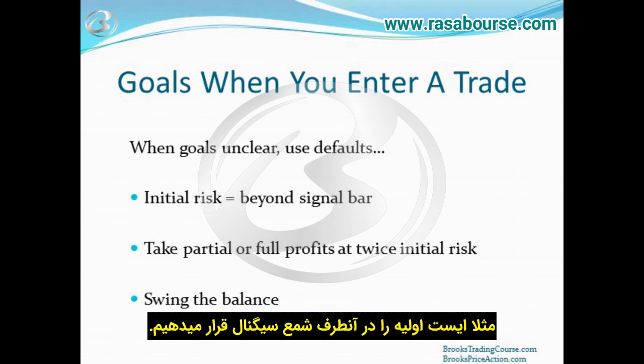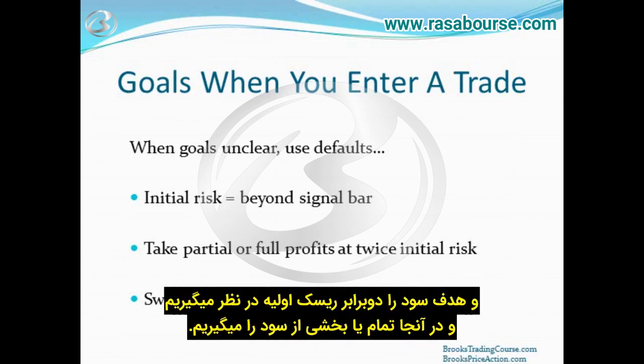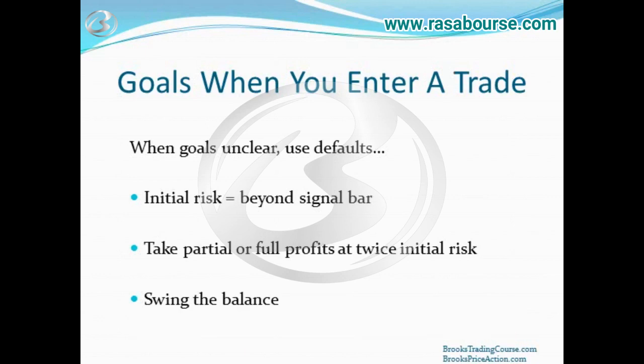For example, you'll put an initial risk beyond the signal bar. If you're buying, you put your stop below the signal bar, one tick below, and you take partial or full profits at twice your initial risk. And if you took partial profits, you swing the balance.